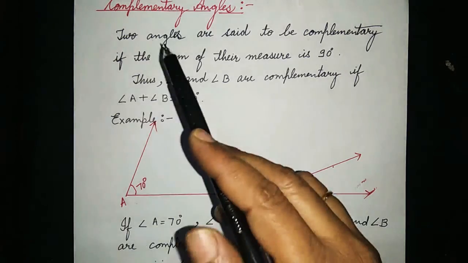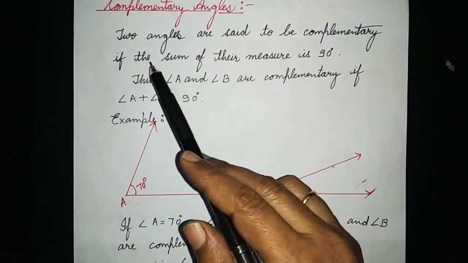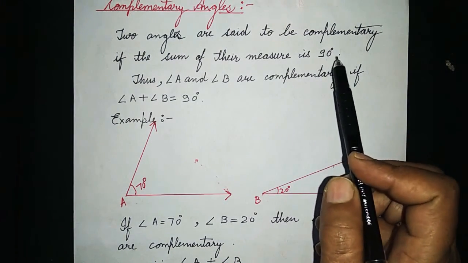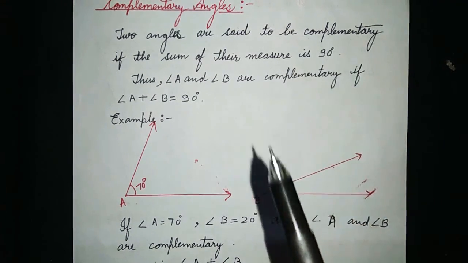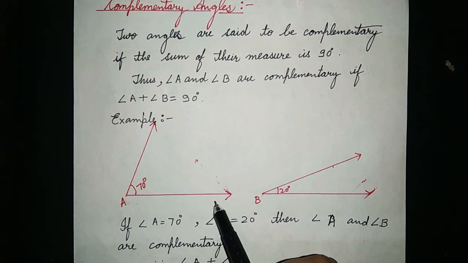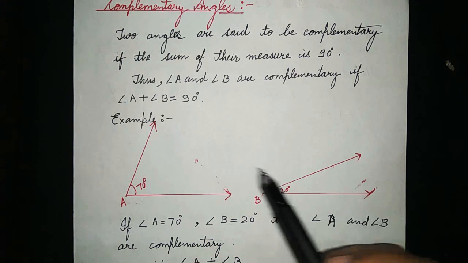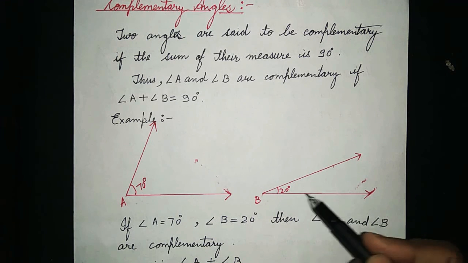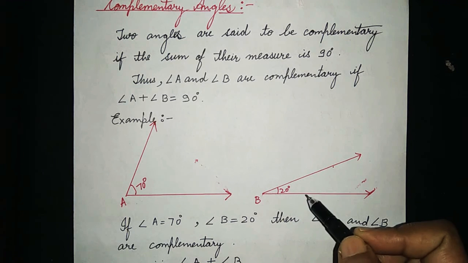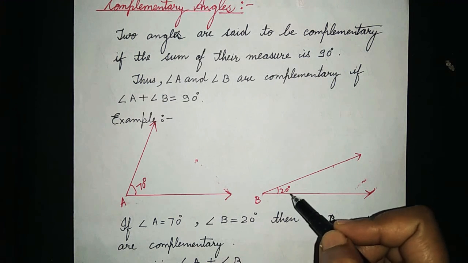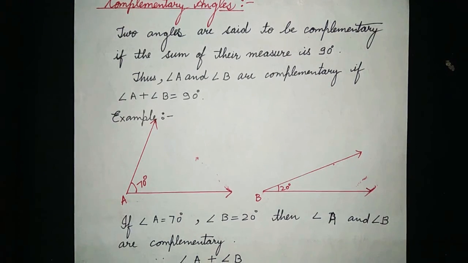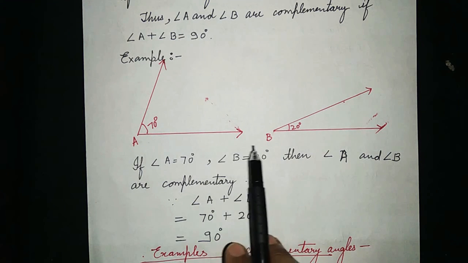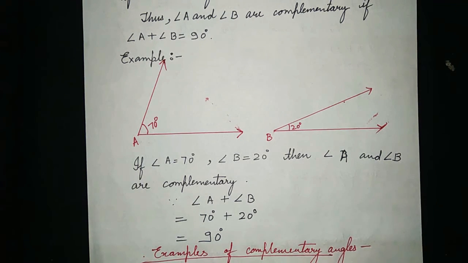Now students, see complementary angles. Two angles are said to be complementary if the sum of their measures is 90 degrees. For example, you see angle A and angle B. The measure of angle A is 70 degrees and the measure of angle B is 20 degrees. If we add the measures of these both angles, we will get 90 degrees. Okay. So we can say this is a pair of complementary angles.